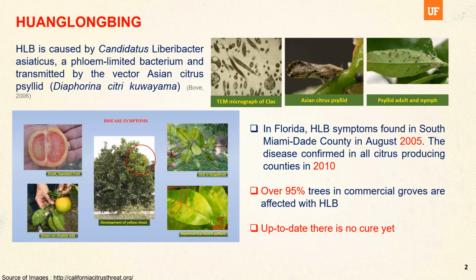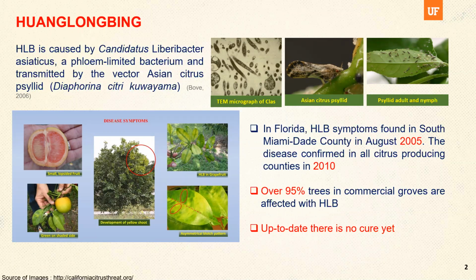as it is very obvious that SLB has been a serious problem for citrus production in major citrus producing states such as California, Texas, Florida, and Arizona. In Florida, over 95% of trees in the commercial groves are affected with this insidious disease. The trees affected with SLB produce fewer fruits, with inferior juice quality. So far, we don't have a complete cure for this disease.